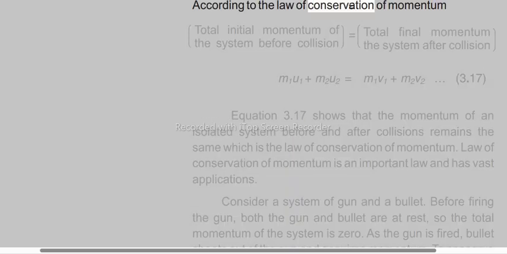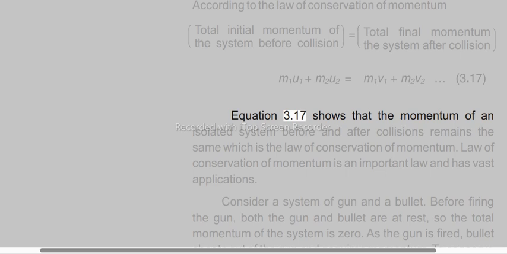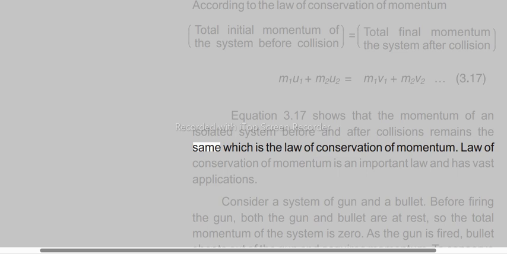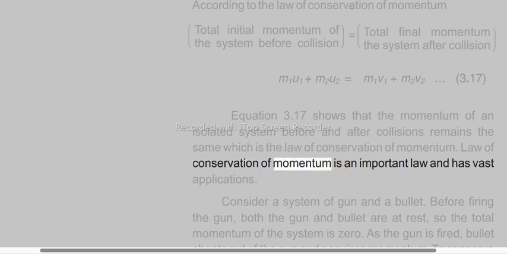According to the law of conservation of momentum, equation 3.17 shows that the momentum of an isolated system before and after collision remains the same, which is the law of conservation of momentum. The law of conservation of momentum is an important law and has vast applications.